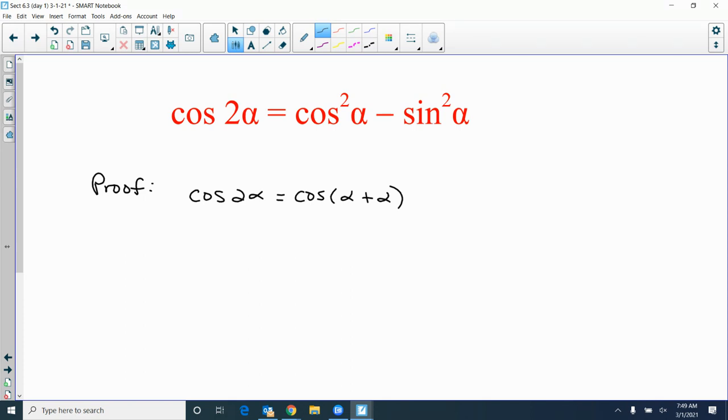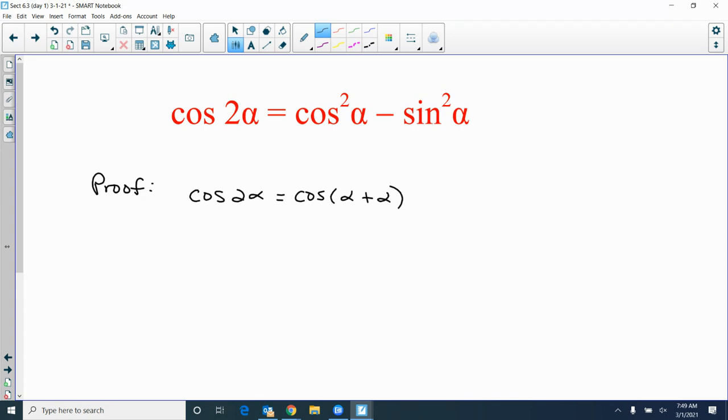And it doesn't really matter which one you use. I'd probably use the one on the right. If you've already started with a different one, that's fine, because you'll see they're really the same. So cosine alpha plus alpha. Now, I'm going to use that formula. What's it say in here?